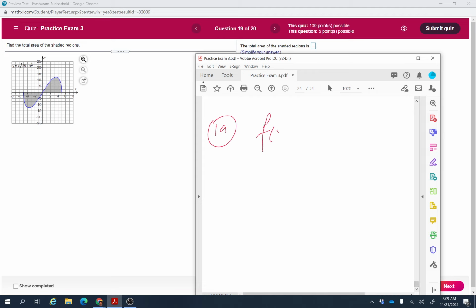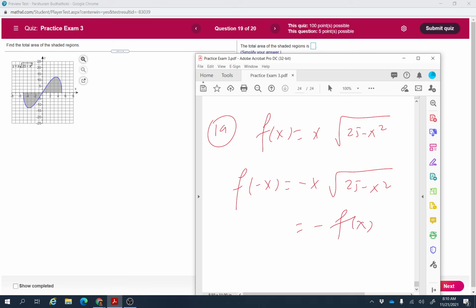Let's say the function f of x is x times square root of 25 minus x squared. If you find f of negative x, that is negative x times square root of 25 minus x squared. So this is actually negative of f of x. The meaning is this function is an odd function. Okay, this function is an odd function.